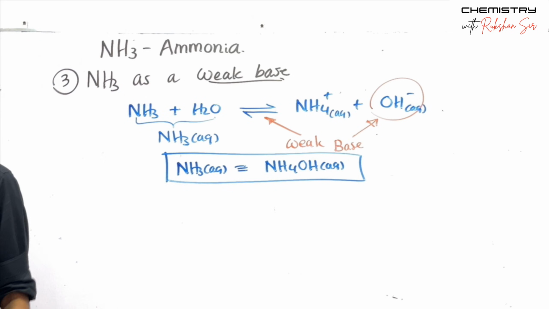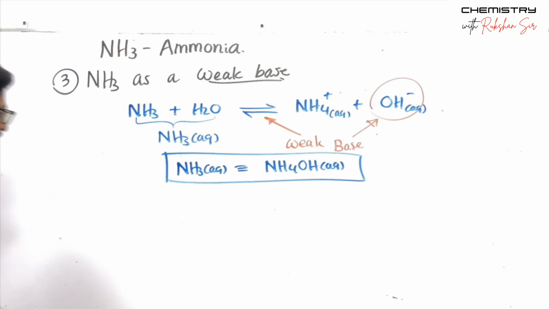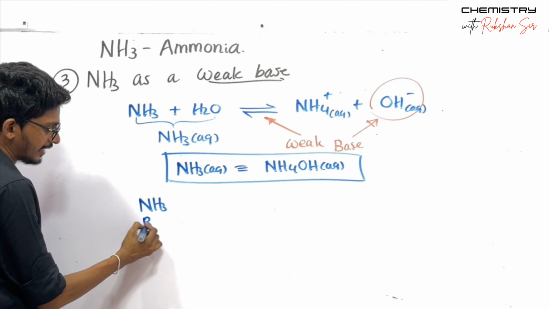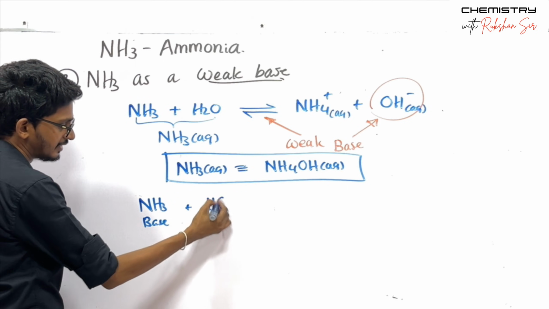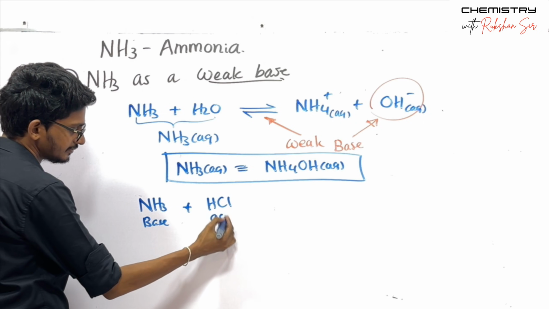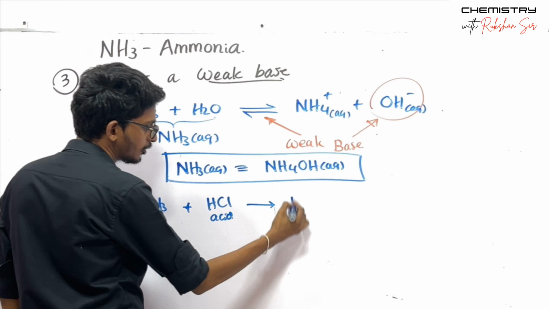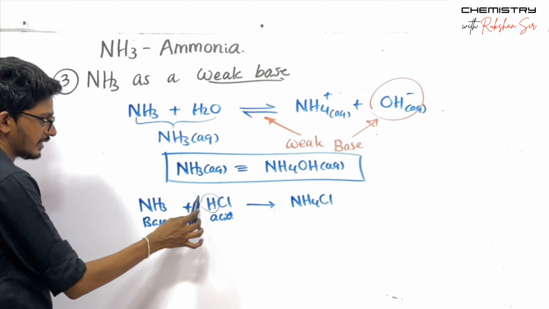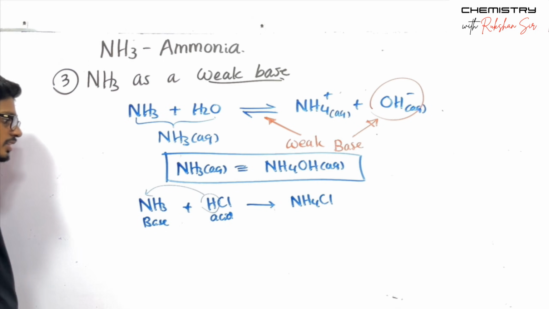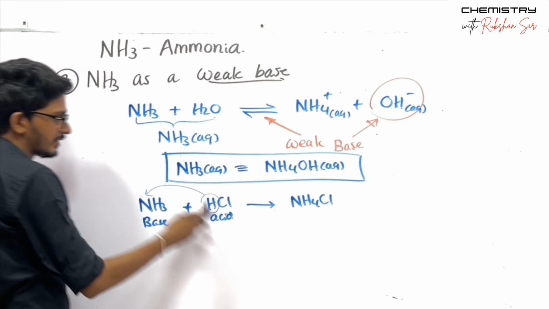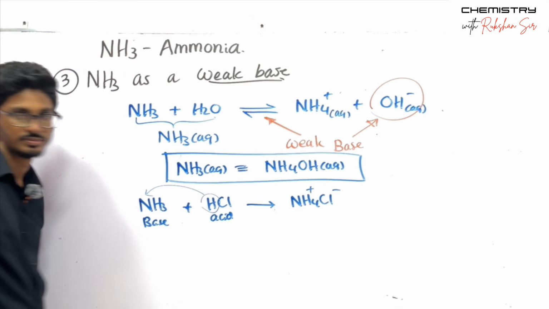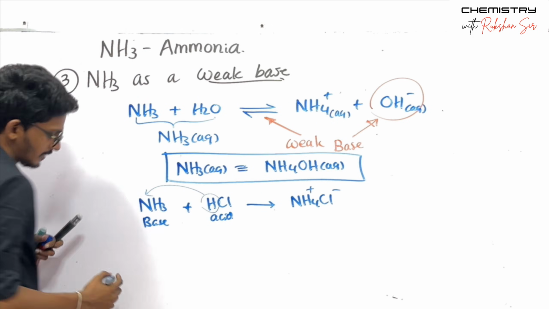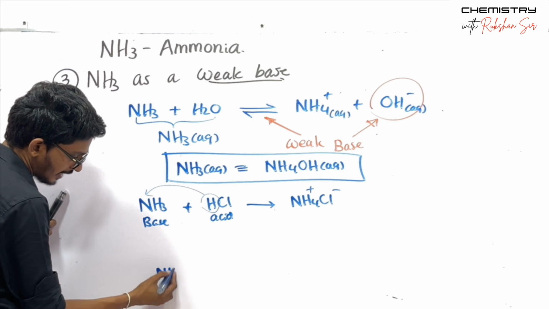Okay. So if you have to write some reactions involving NH3 as a base, see, as it's a base, it will react with acids. It will react with acids like HCl, to give you the ammonium salt, NH4Cl. So what happens is this H plus from here comes to here to get NH4 plus and the Cl minus. Okay. So we can write with any acid.